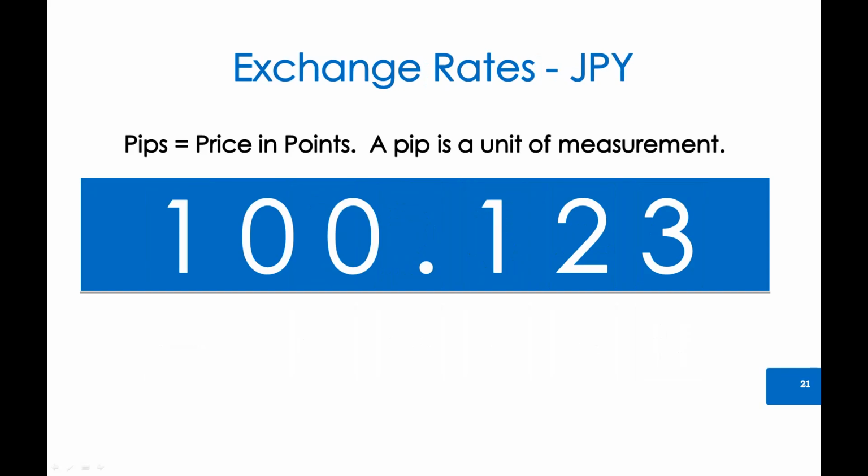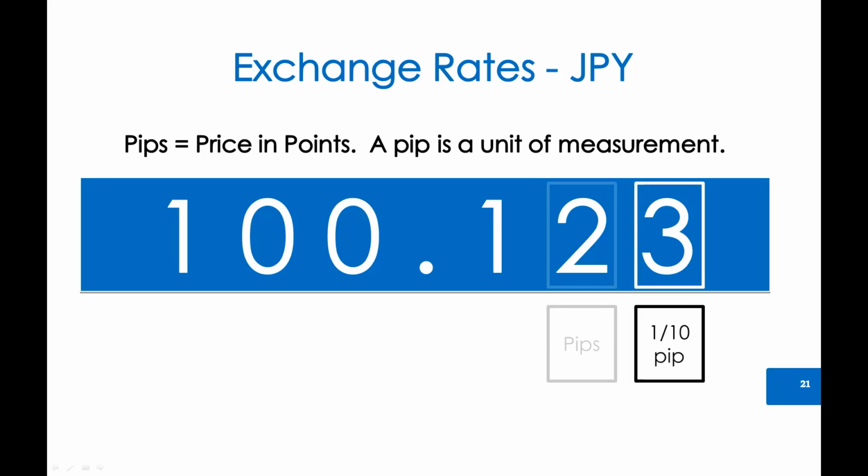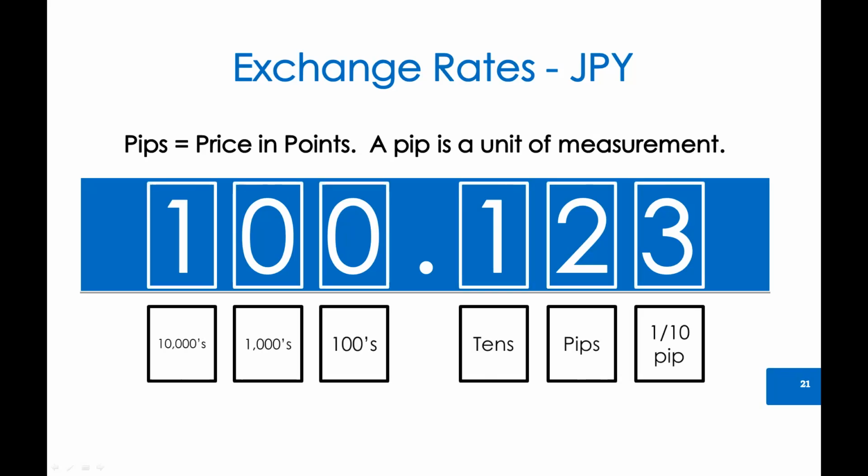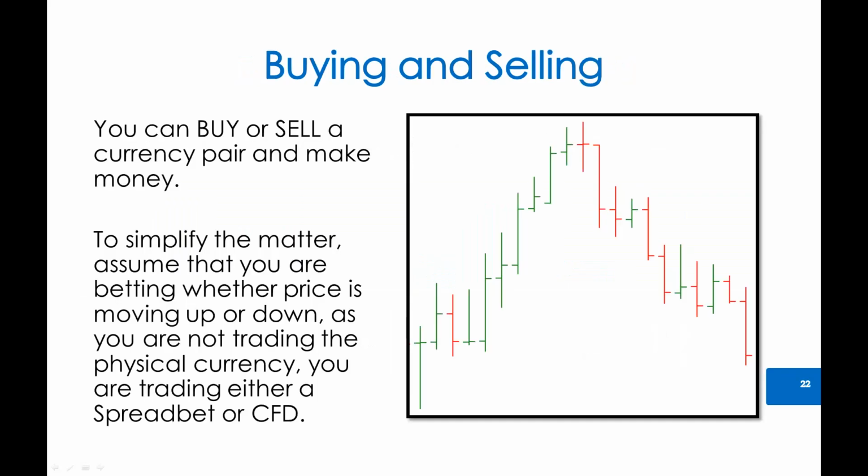If you are dealing with the yen, or any yen pairs, so to speak, so base currency paired with JPY, a pip is still a unit of measurement and it still means price in points, but we have different decimal points in order to measure that. So if you collected 100 pips on a yen pair, the price would be 101.123. If the price went down by 12 pips, the price would be 100.003. So moving up or down, a pip is a unit of measurement, and you will collect pips moving up or down. So you can either buy or sell a currency pair and make money.